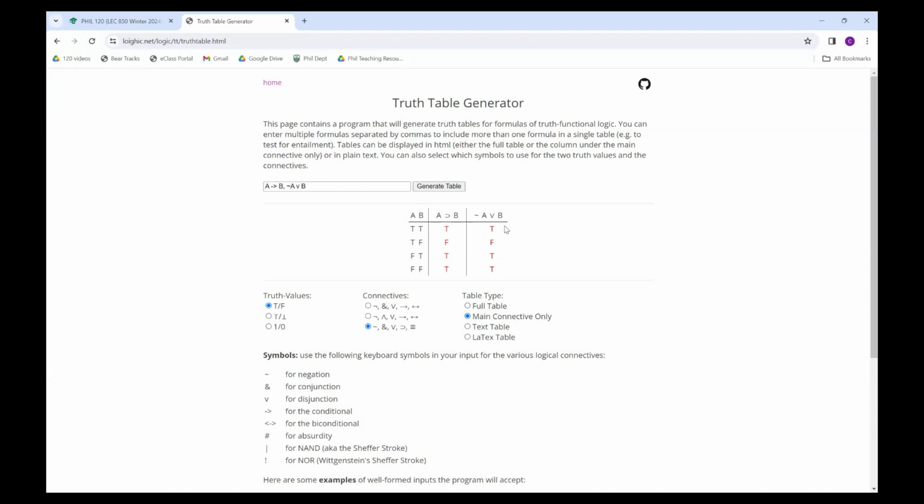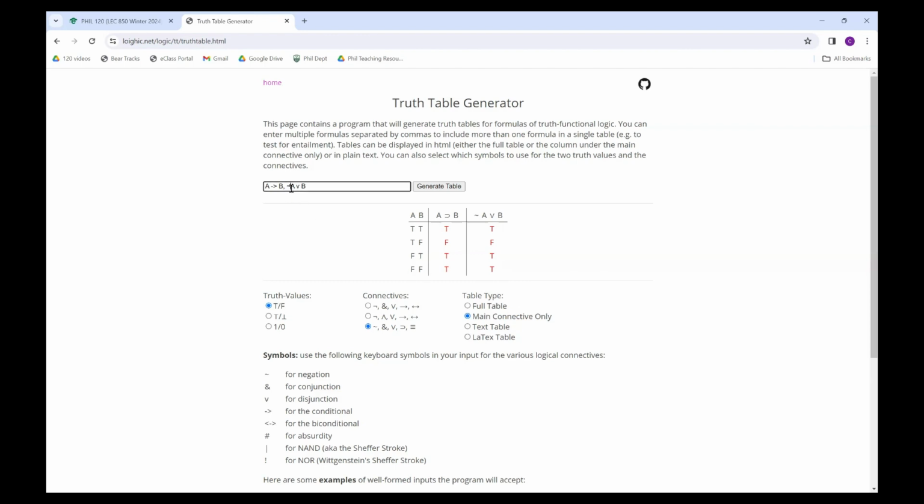Here, now you can see, it's only a 4-line table. It's pretty short, right? But you can clearly see that they have the exact same sequence of values under the main connective. So these are equivalent. For every combination of values of atomic components, both of the sentences yield the same value, so they are equivalent.